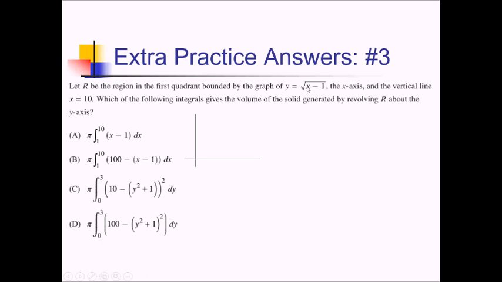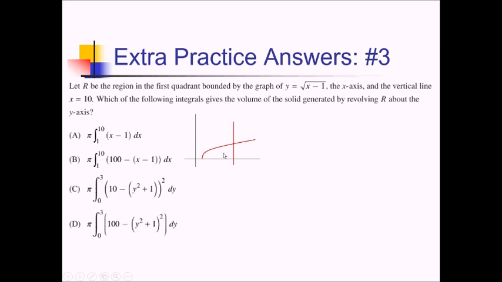The graph of radical x minus 1, well, this is just a square root function, but we're shifting it right 1 if you remember your transformation rules. So this is going to look something like this. And we also have the x-axis forming one of the boundaries of our region R, and the vertical line x equals 10, which is going to be somewhere out here. So this is the region R, and we're revolving this around the y-axis.